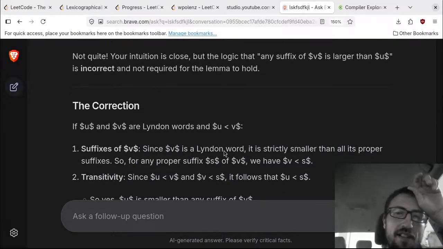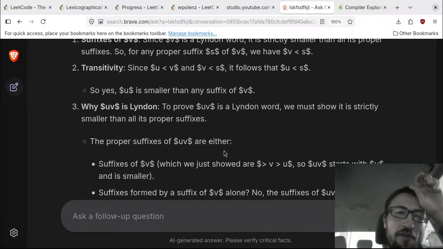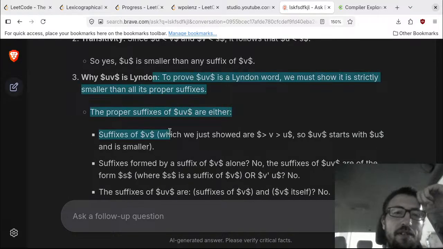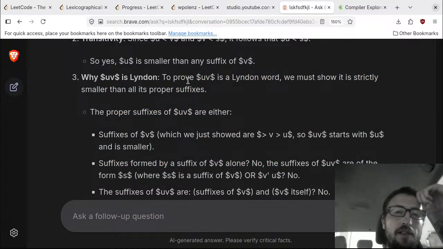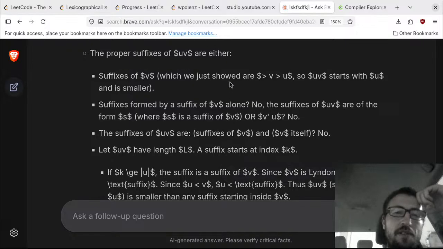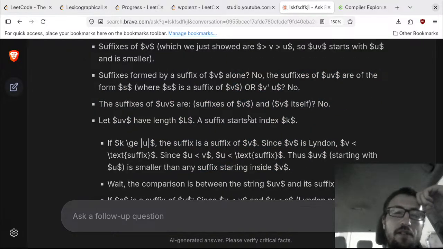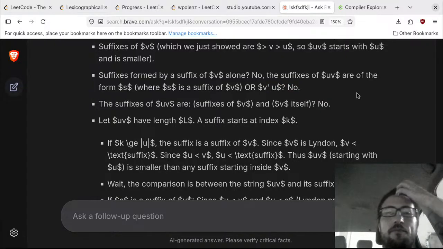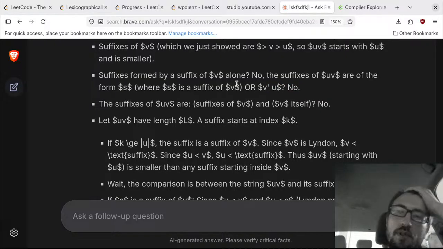That's what I said. Why is UV Lyndon? To prove it, you must show it is strictly smaller than all its proper suffixes. Proper suffixes of UV are either suffixes of V, which we just showed, or suffixes formed by a suffix of V and U. The suffixes of UV are of the form S, where S is a suffix of V, or V'U.